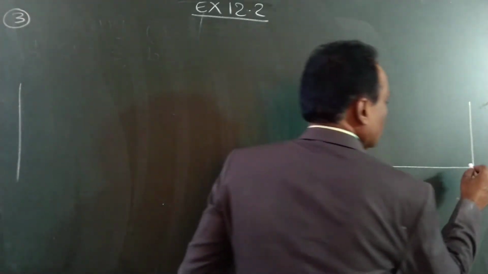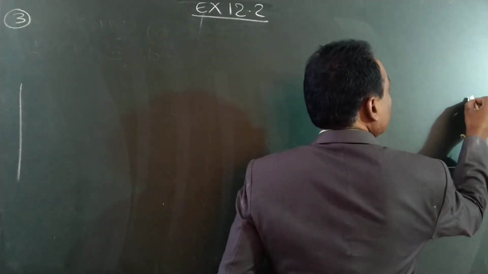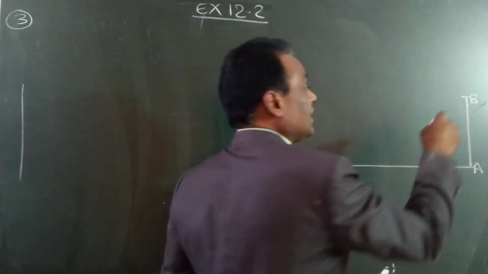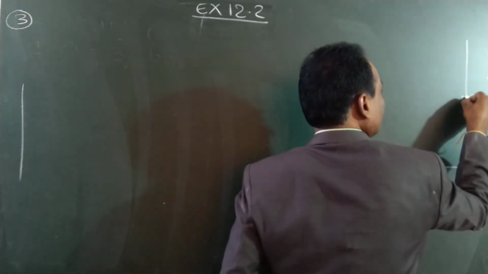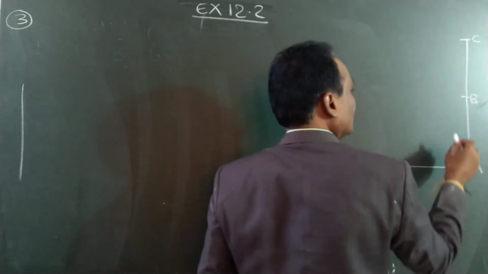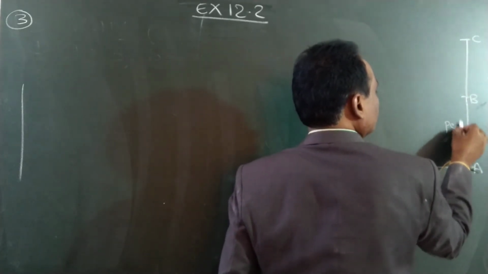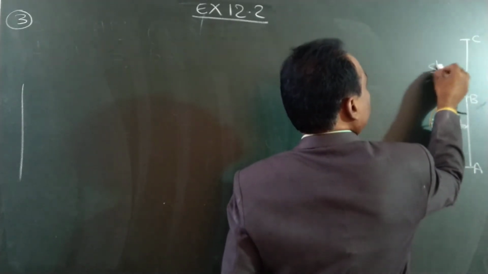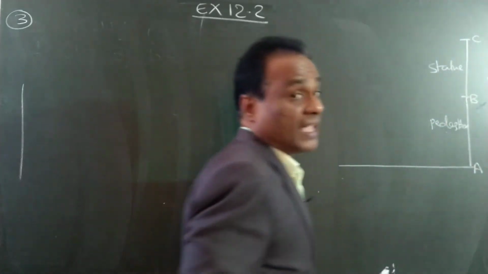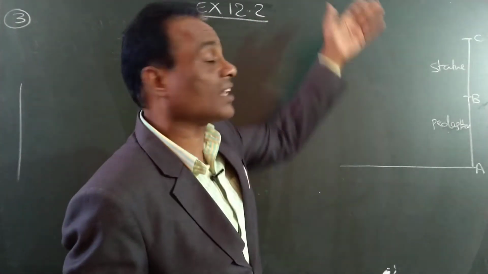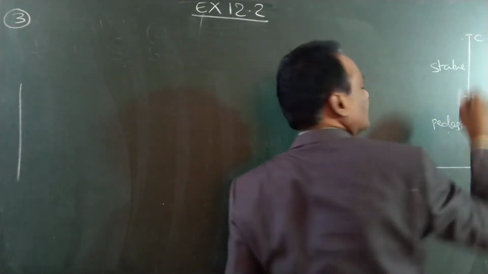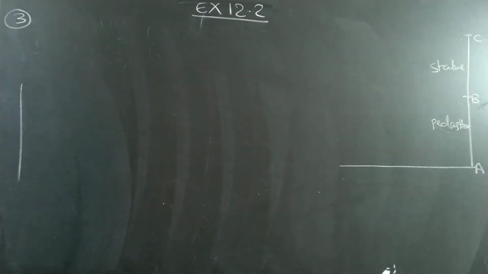See here. AB is the pedestal. On this pedestal, a statue is fixed. This is the statue BC. AB is the pedestal, and on the top of it we are fixing the statue.